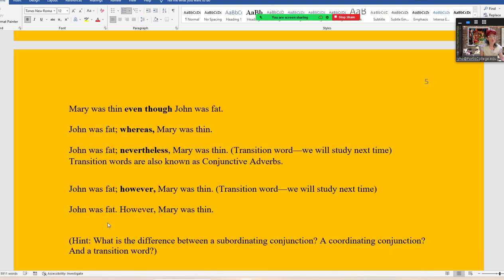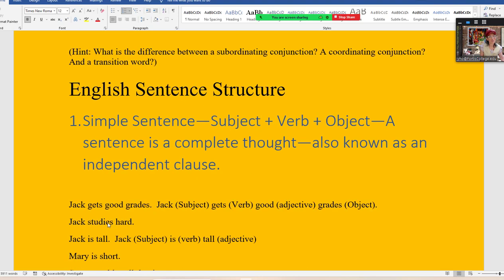But you're supposed to know that. I don't think a lot of people do. Anyway, so here is a review. Simple sentence: subject, verb, object, and a simple sentence is always a complete thought.